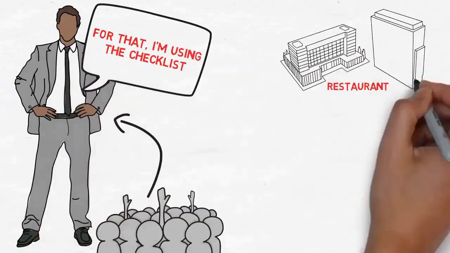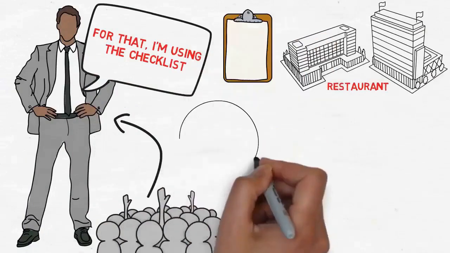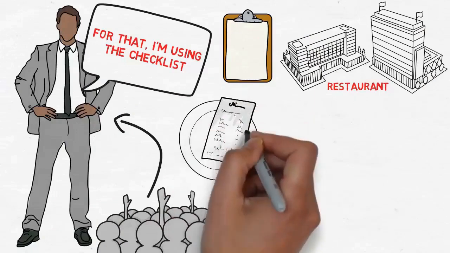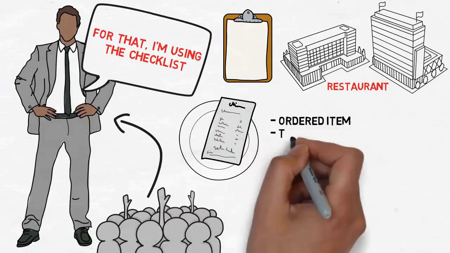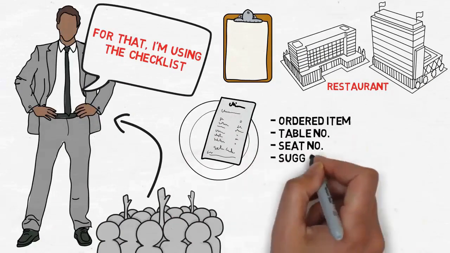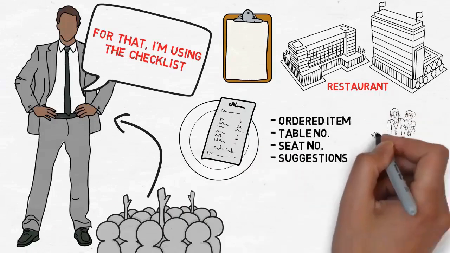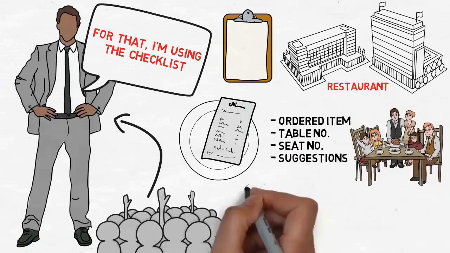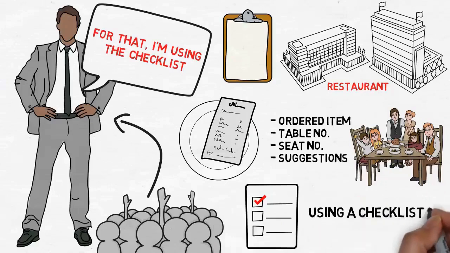Even high-profile restaurants follow a checklist. They create a checklist for every customer. Whenever an order is received, it is printed and sent to the kitchen, which includes the ordered items, table number, seat number, and the customer's suggestions. Along with this, their previous database is also checked to ensure they don't have any food allergies, and then the cooking is started accordingly.